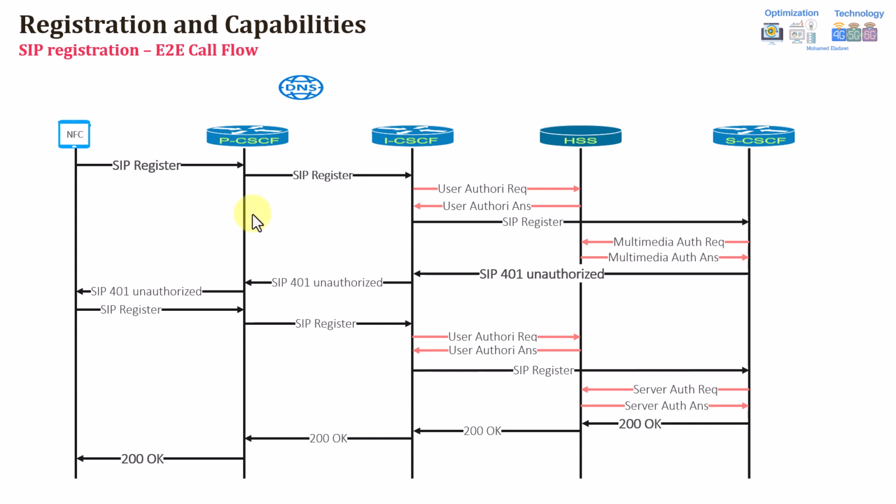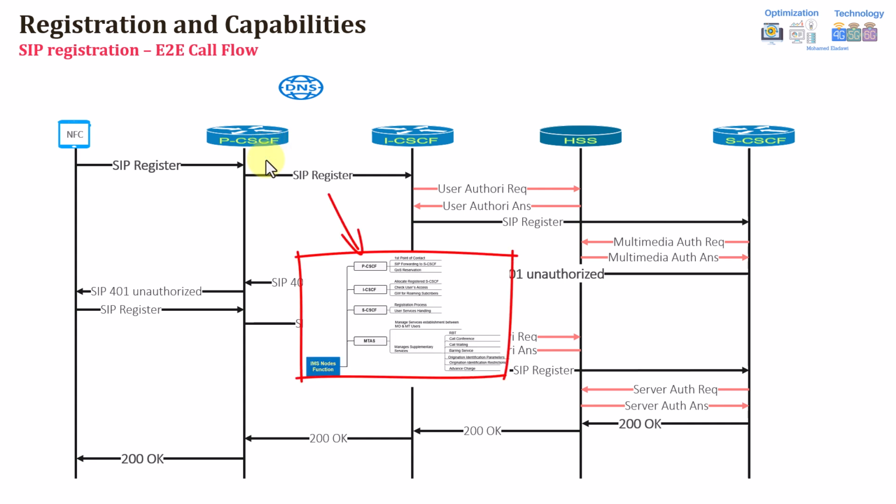So here we are going to explain. As you can see here, the first step, what will happen? The user will send a SIP register message to the P-CSCF. If you remember, in the previous session we were explaining the function of the IMS entities. We mentioned that this proxy CSCF is acting as the first point of contact. So all the messages need to go through the P-CSCF first, from the UE, then it will be forwarded till it reaches the S-CSCF.